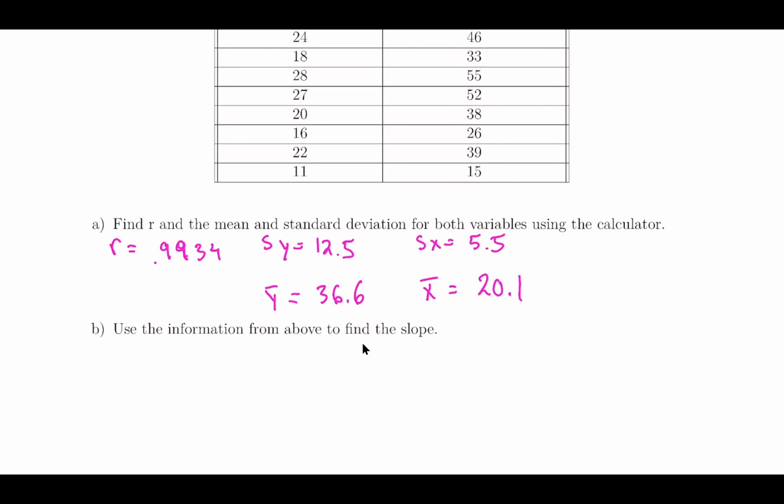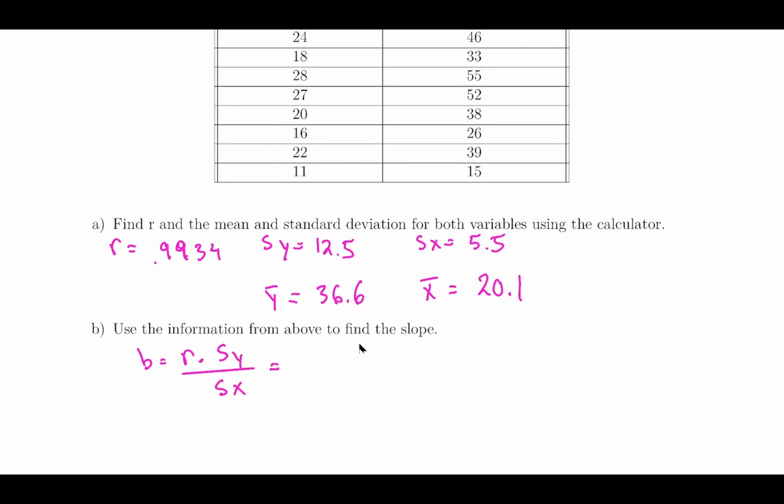All right. Everybody good on how I got all 5 of these things from the ClassCalc calculator? All right, so it says part B, use the information from above to find the slope. So our formula for the slope is b is equal to r multiplied by standard deviation of y, all divided by standard deviation of x.